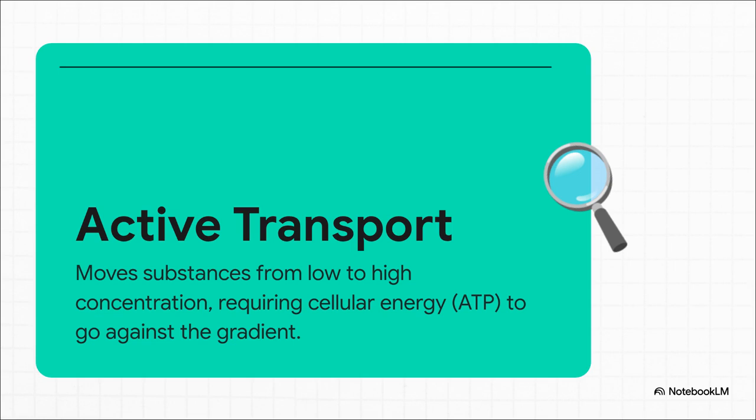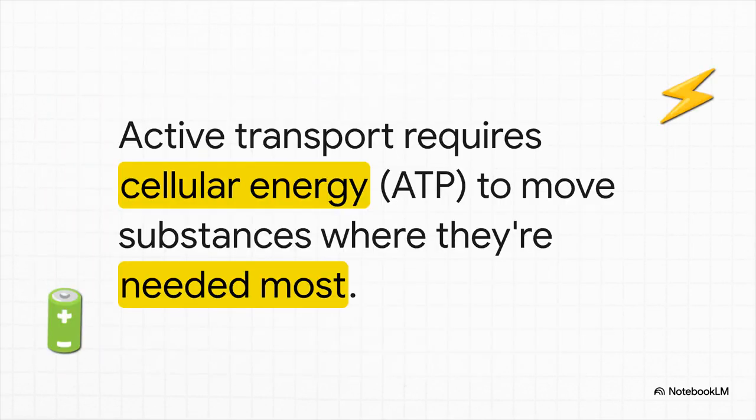The cell has to pay for this work, and it pays with a molecule called ATP. It's basically the cell's version of a tiny, rechargeable battery. A great way to think about this is like the cell's own private toll road. If you want to go against the normal, easy flow of traffic, you've got to pay a toll. And in the cell's world, that toll is energy in the form of ATP.